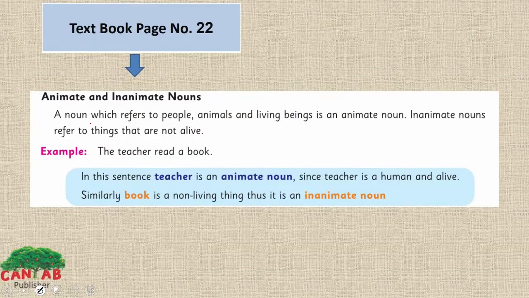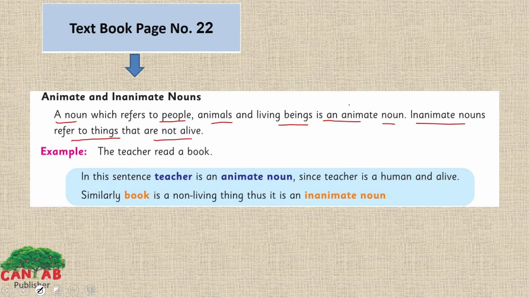I hope you are familiar with the concept of nouns. Here, noun names a person, place or thing. Here we will discuss animate and inanimate nouns. We have learned animate and inanimate nouns in your previous class too. A noun which refers to people, animal and living beings is an animate noun. Inanimate nouns refer to things that are not alive.